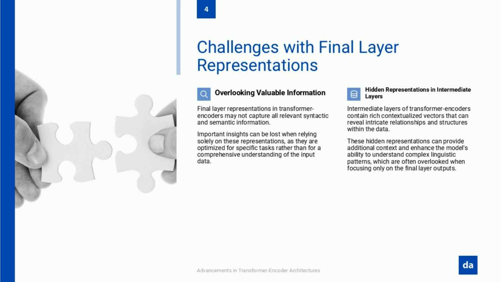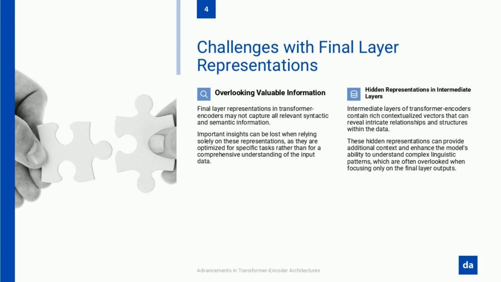Their notes talk about a concept that feels almost paradoxical. While the final layers are optimized for specific tasks, they often sacrifice comprehensive understanding. It's like focusing only on the polished results of a puzzle while ignoring the intricate connections between its individual pieces. Important insights, deeply embedded in the intermediate layers of the model, can get lost. The researcher described this as a problem of overlooking valuable information.